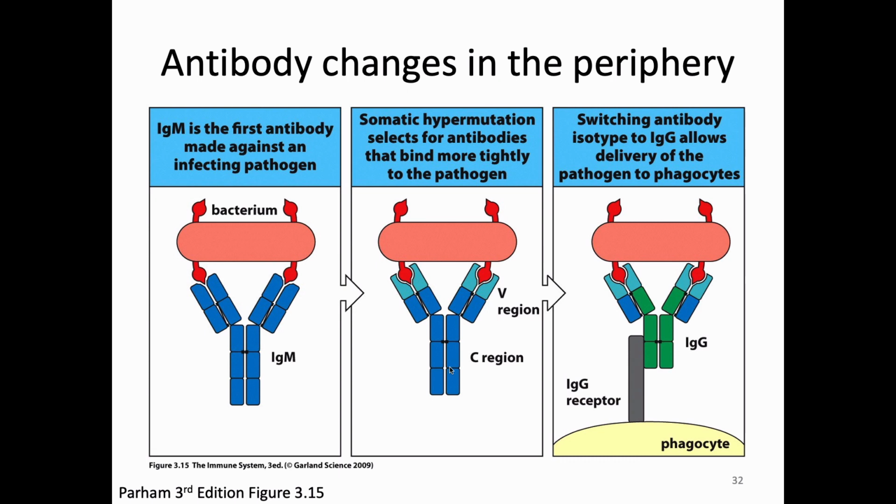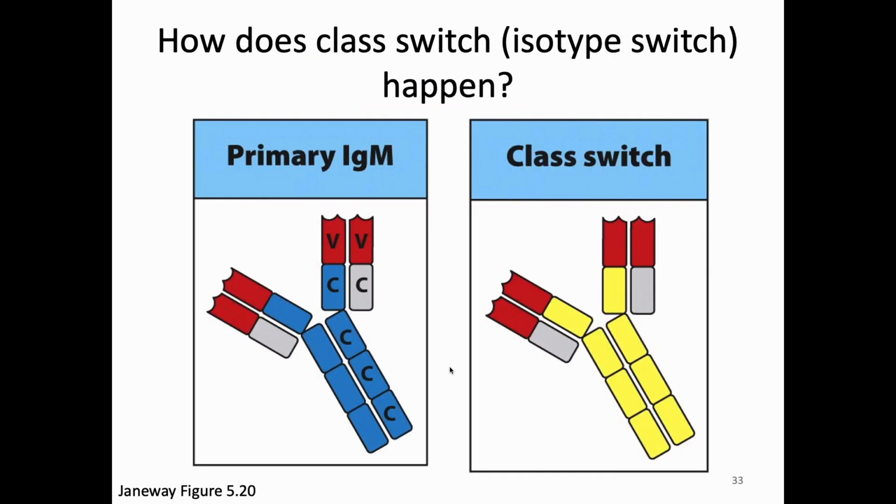So I'm going to focus first on class switch. Class switch is how we can change which type of constant region we're using. We could take this IgM and we could switch to using IgG. And so we are going to think about how class switch happens. Because these classes are sometimes called isotypes, sometimes we'll refer to this as isotype switch as well. So how does class switch or isotype switch happen?